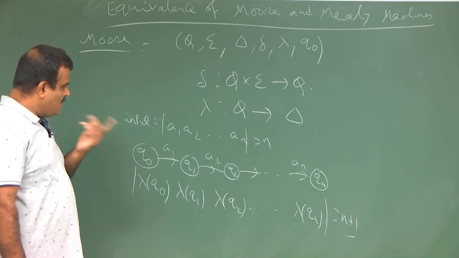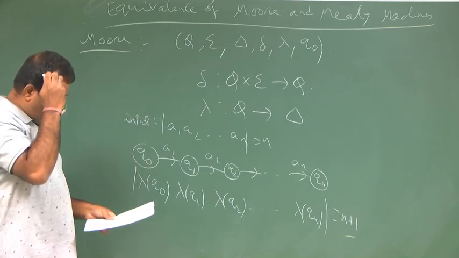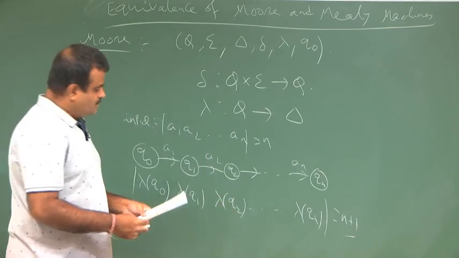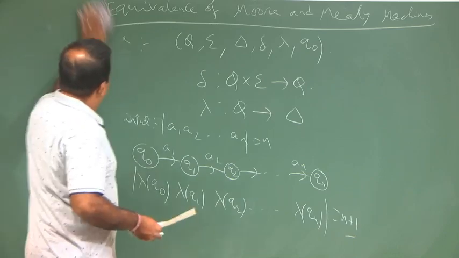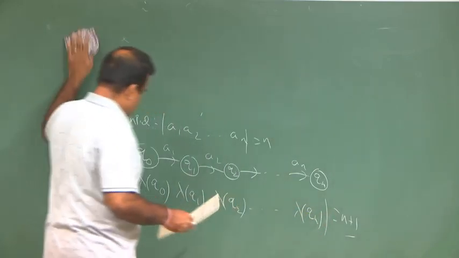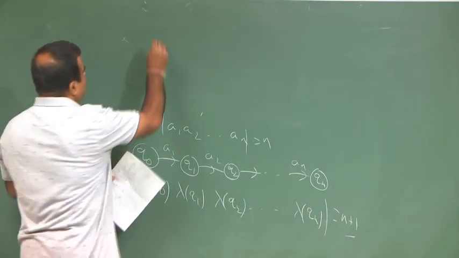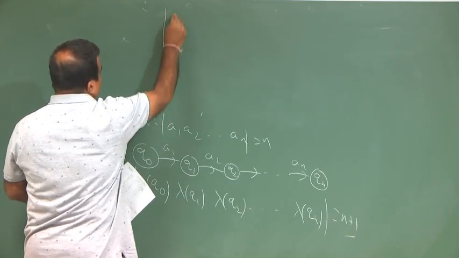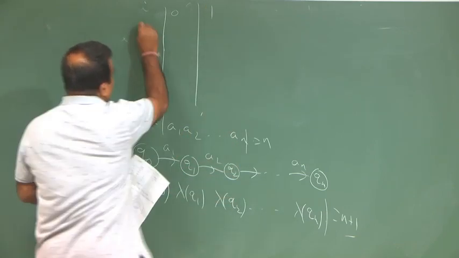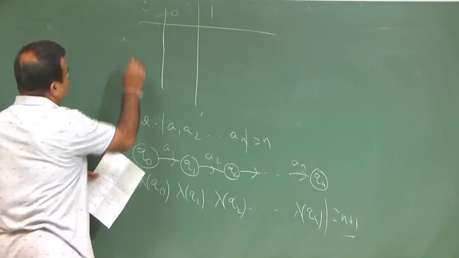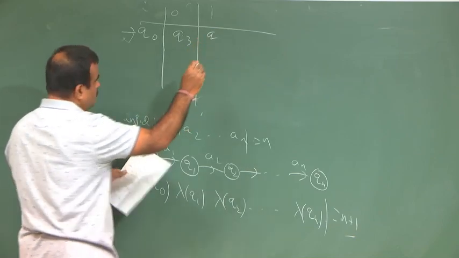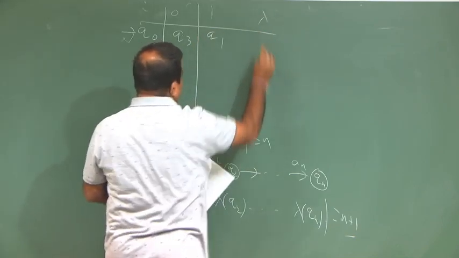Okay. And we have seen an example of the Moore machine. We can take the example quickly again. This is just a recap of the previous lecture. Say for example, we have 0 and 1 as the input alphabet, 0 and 1 as the output alphabet, and the delta rule is like this. q0 is the starting state, with 0 it will go to q3, with 1 it will go to q1, and lambda is like this.